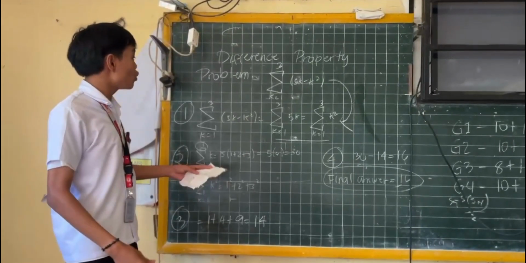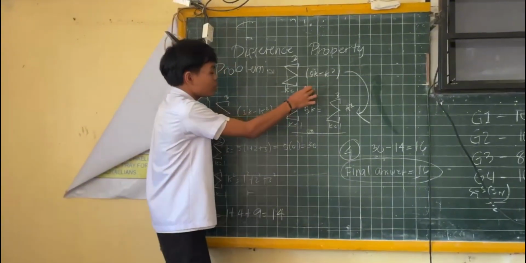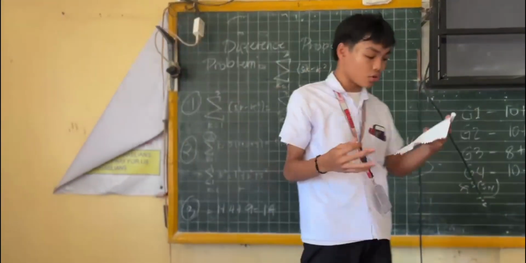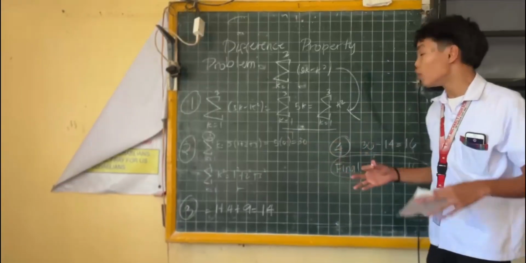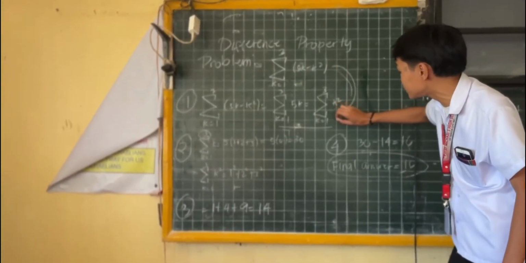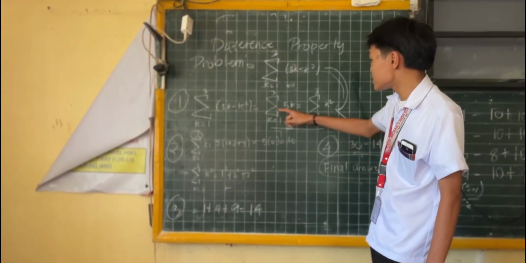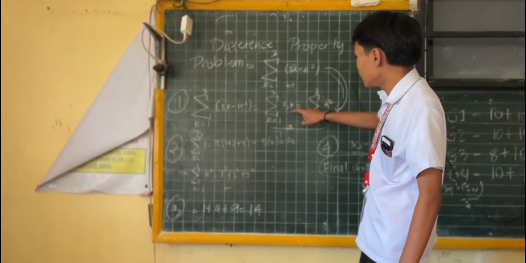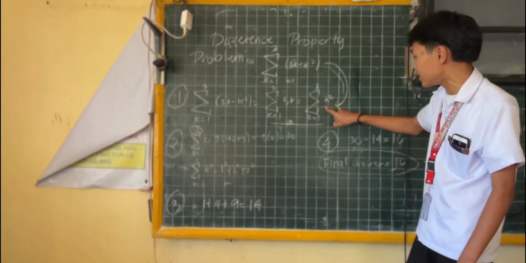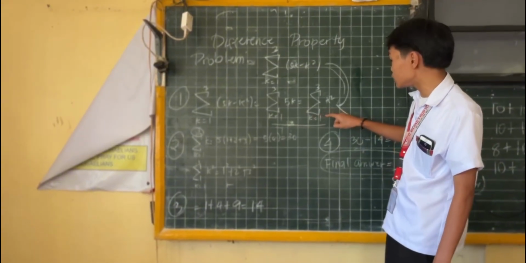So for the next example, we have an equation here: the summation of the quantity 5k minus k squared, where k is equal to 1 to 3. So the first step we need to do is split using the difference rule. From the word split, we need to separate it. And this is the separated form. The first term is the summation of 5k, where k is equal to 1 to 3, and the second is the summation of k squared, where k is equal to 1 to 3.